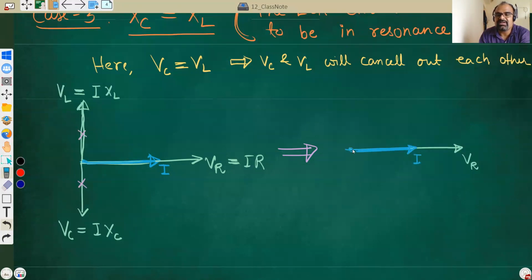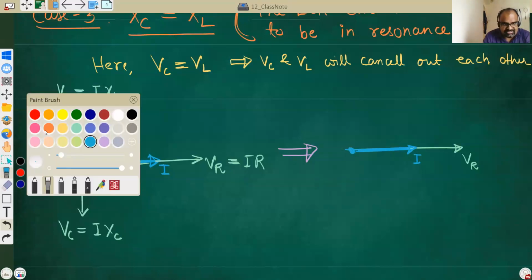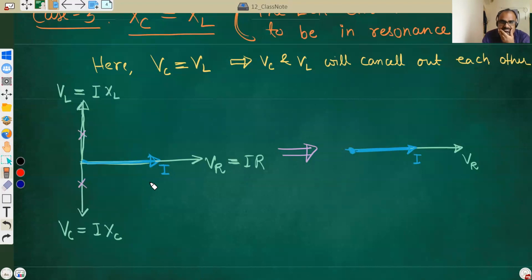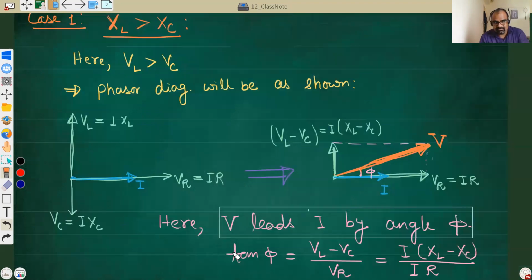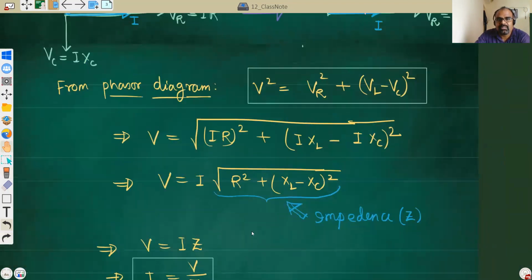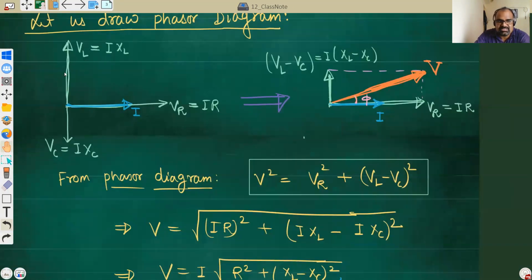Now, can somebody tell me where is the source voltage here? If this voltage and this voltage and this voltage were added, you would have gotten the source voltage. Like in the previous case, these three voltages have been added, so you got the source voltage. Here also, these three voltages, this one, this one, this one were added, so you got the source voltage.